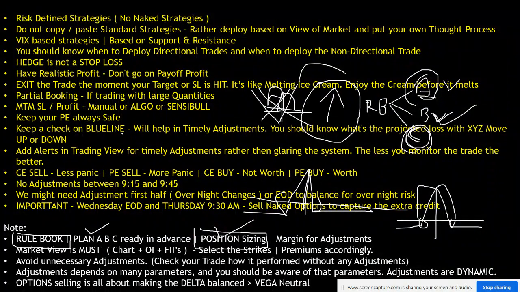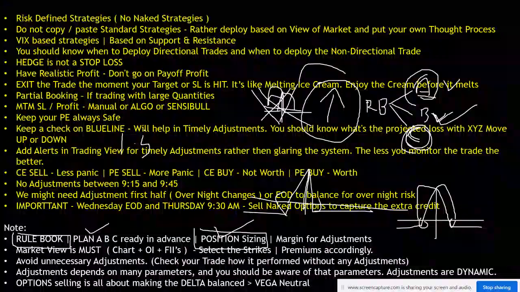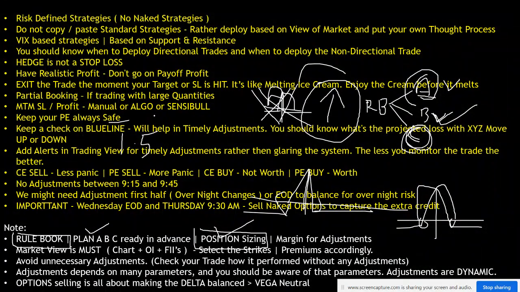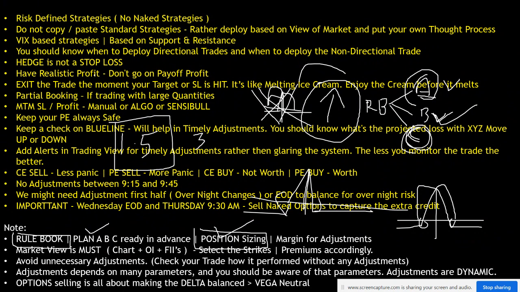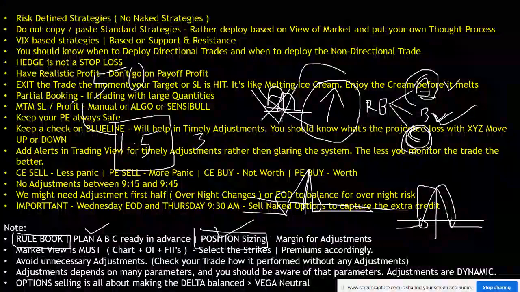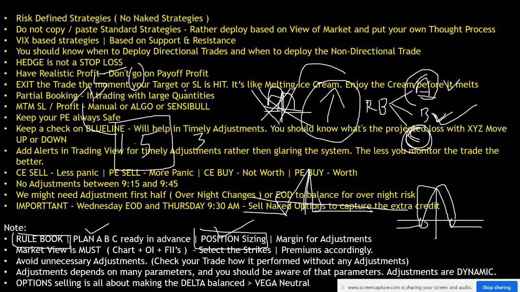So let's say you have a capital of 1,50,000. You should select the iron fly based on your capital. Don't blindly go. If you have like 1.5 lakh, don't go for 3 lots. I know one lot will take 50,000, and the remaining 1 lakh you have to keep for adjustments. You cannot deploy 3 lots of iron fly and not have any margin.